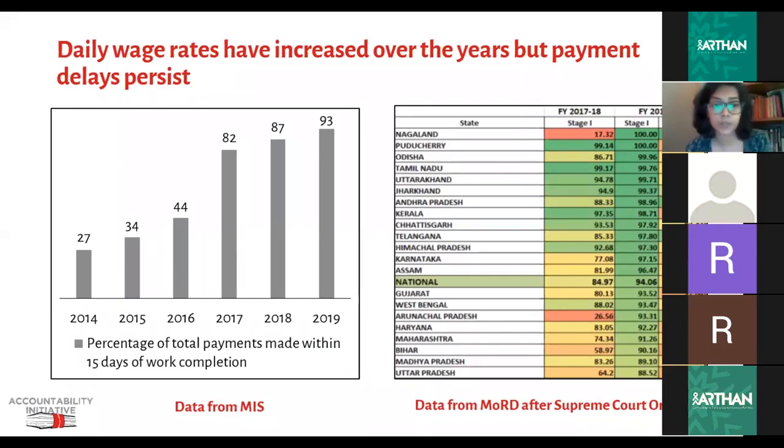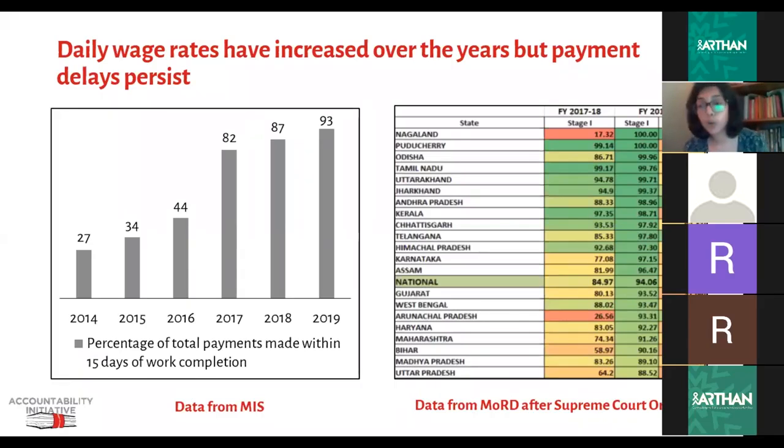In 2016-17, for example, the study that we formally mentioned found that only 21% of payments were actually made on time. In response, the Supreme Court issued an order asking the Ministry of Rural Development to investigate the reasons for payment delays. MORD asked states to submit the details of both stages of payment. From the data on the left, you can see that this is what the MIS says. 2017-18 onwards, there was a significant improvement in the payment of funds to workers. 82% in 2017 was paid on time within 15 days, 87% in 2018.